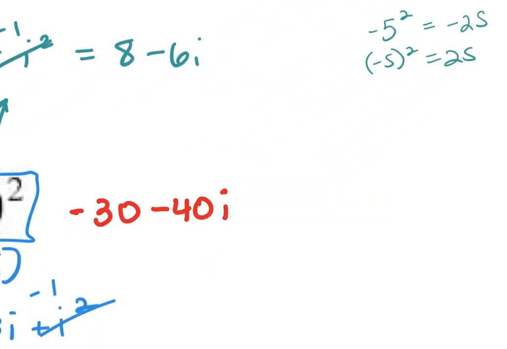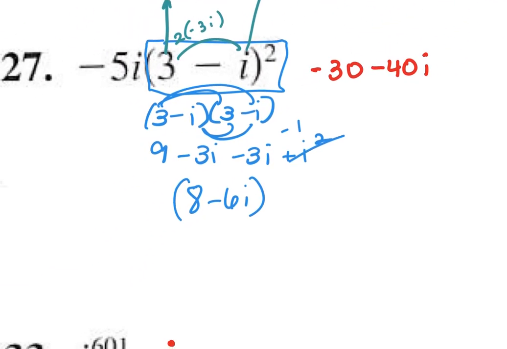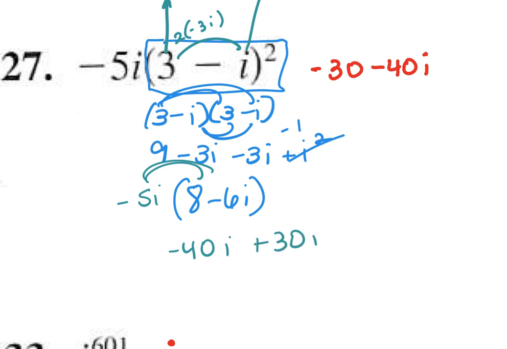But I didn't finish this question because we just did the squared part. Now there's still a -5i here. So when I distribute that in, I get -40i and then +30i squared. This i squared becomes -1 again. So I get -40i minus 30.